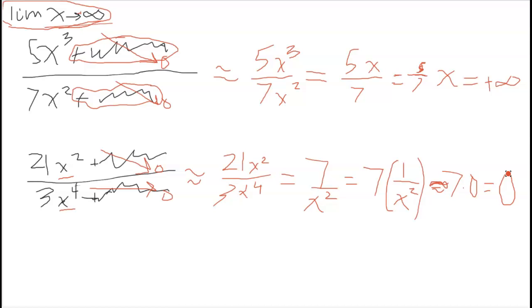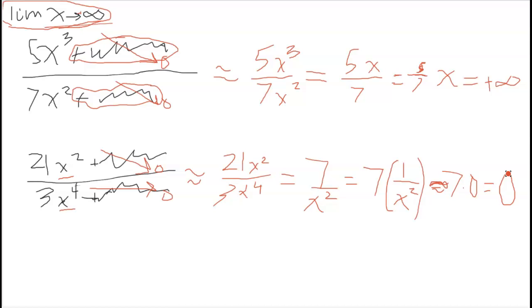And the top one, opposite. The top grows faster than the bottom does. So when you cancel, the top goes faster than the bottom does. So the ratio gets larger and larger and larger. That's like saying the limit is plus infinity. This is how we think about x goes to infinity.